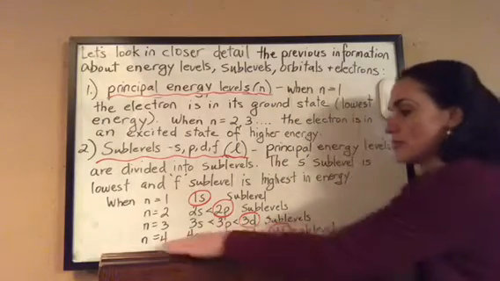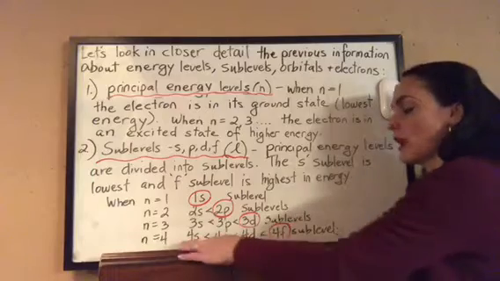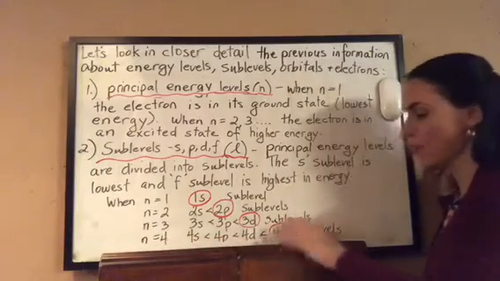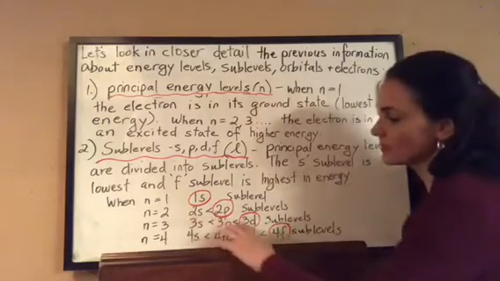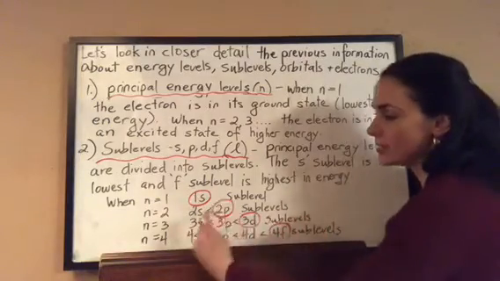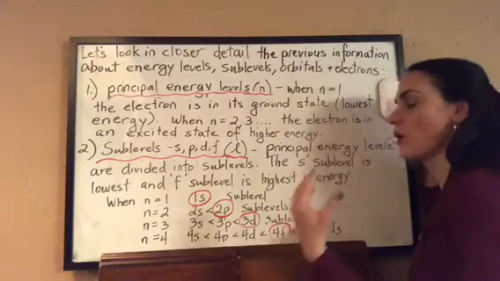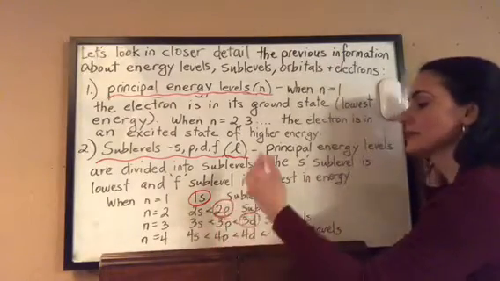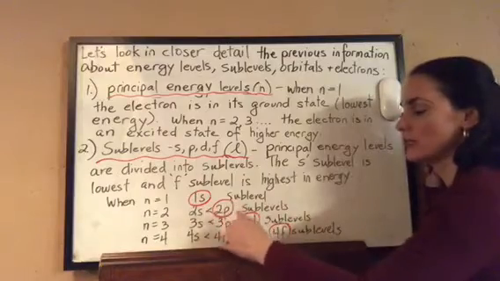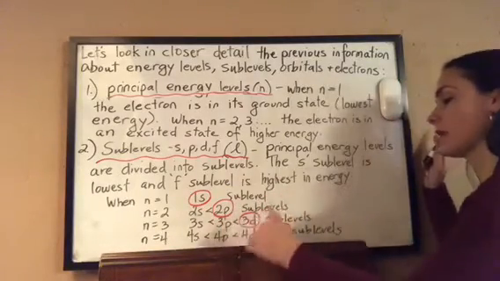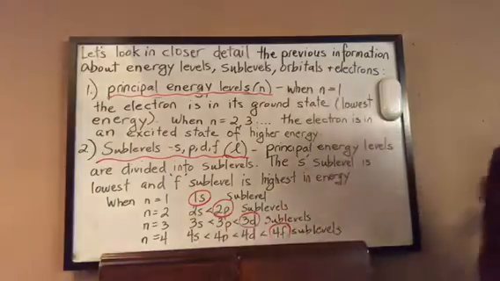In the fourth principal energy level, you can have an S sublevel, a P sublevel, a D, and an F. So the less than signs are showing you that the S sublevels, regardless of which principal energy level they are in, are lower in energy than P. Any P sublevel within that principal energy level is lower than a D, and a D sublevel is lower than an F sublevel.